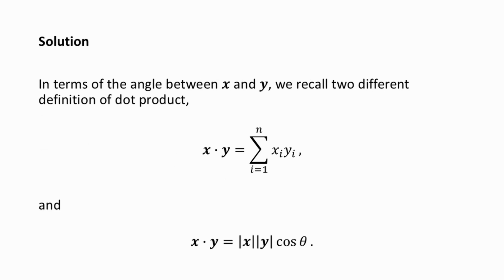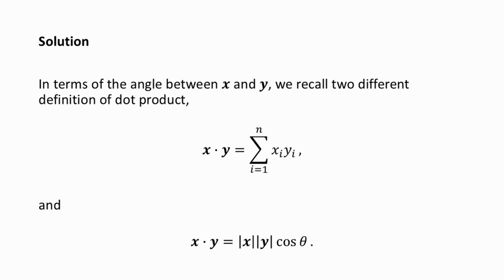In terms of the angle between x and y, we recall two different definitions of the dot product. The first one: if you have x dot y, both in Euclidean space, it equals the summation from i equals 1 to n of xi times yi. You take the first element of x and the first element of y and multiply them together, plus the second element of x and second element of y multiplied together, and so on until the nth elements, and you add all of these products together. That's the dot product between x and y.